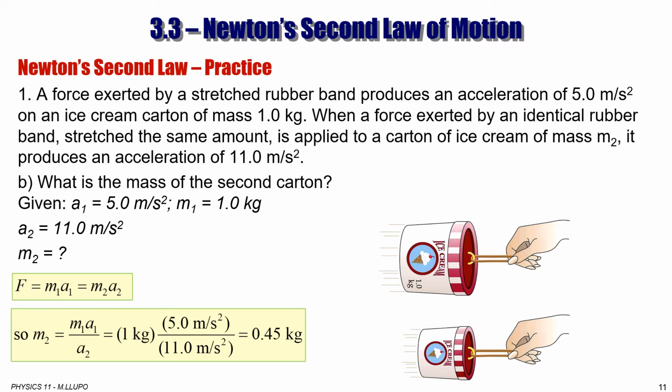From here, we know m1, we know a1, we know a2. We solve for m2, which is m1a1 over a2, equal to 1 kilogram times 5 meters per second squared divided by 11 meters per second squared. The units meters per second squared cancel, and what is left is 0.45 kilogram. And that's the answer.